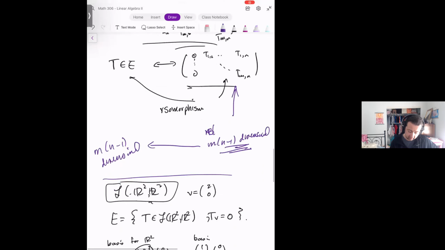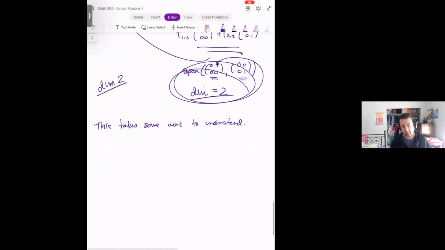This is not an easy question to get your mind around, but this is how the idea works. You come up with a map, show the matrix that represents it has some sort of special form, and then find the dimension of the set of matrices. And if you find the dimension of the set of matrices, then you know the dimension of the subspace it came from, because they're isomorphic to each other.